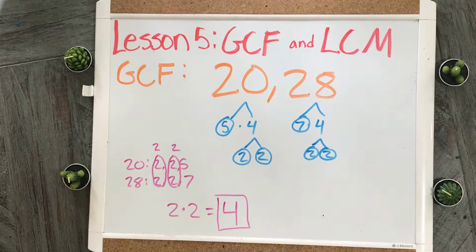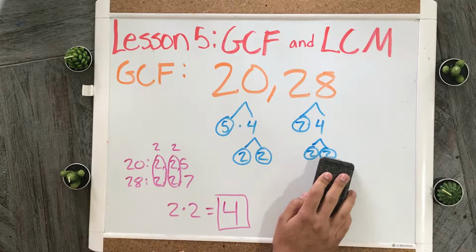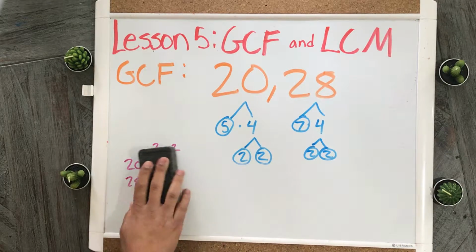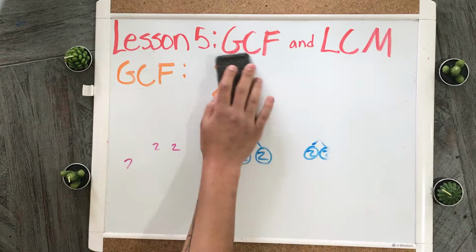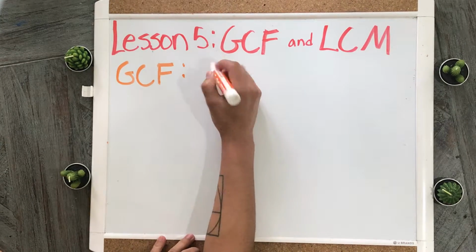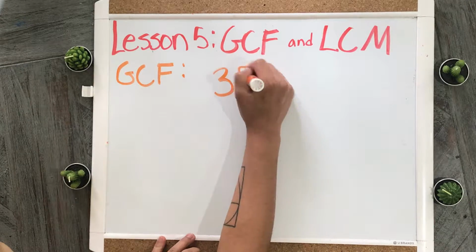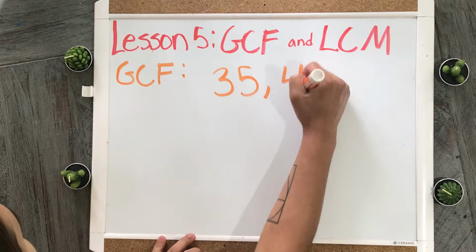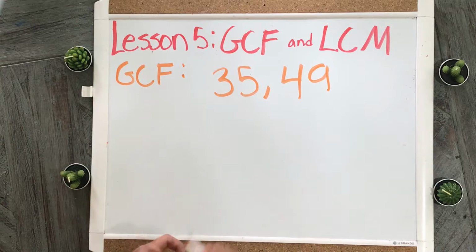Make sure you have this so that when we go back later and look at the LCM, we see how it's a larger number. Okay? Now let's try the pair 35 and 49. Use your factor trees.